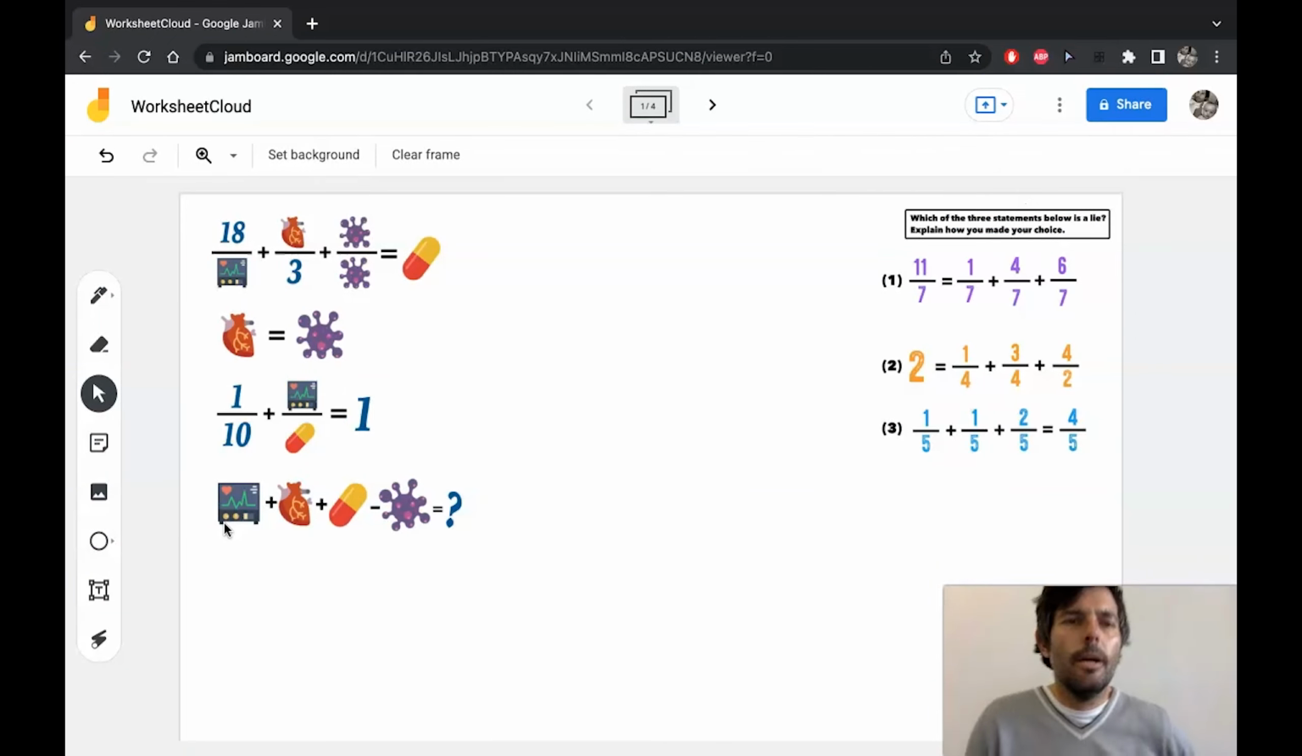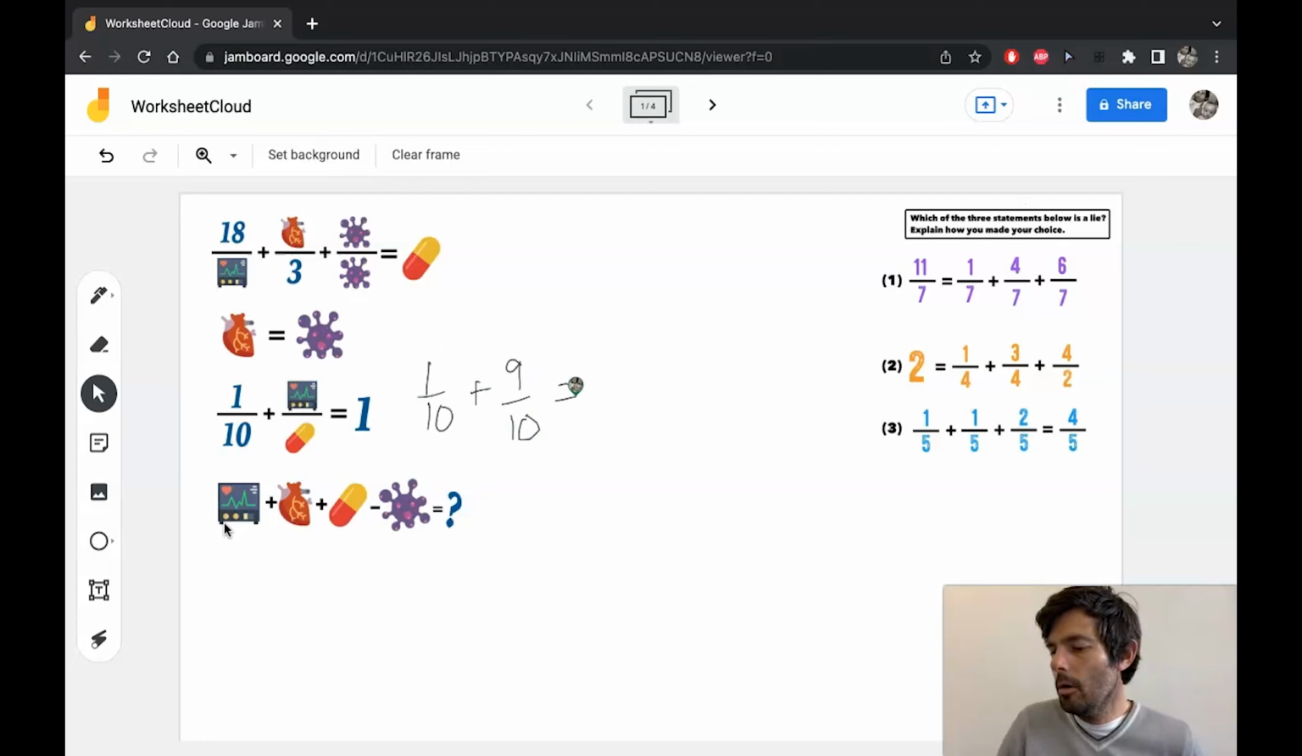Welcome back. Let's see how you got on. So the first activity, you are going to have to use a little bit of trial and error at times just to figure out what the symbols equal to. The first place I would start is on the third line because I know that 1 over 10 plus 9 over 10 is going to be equal to a whole, which is 10 over 10.